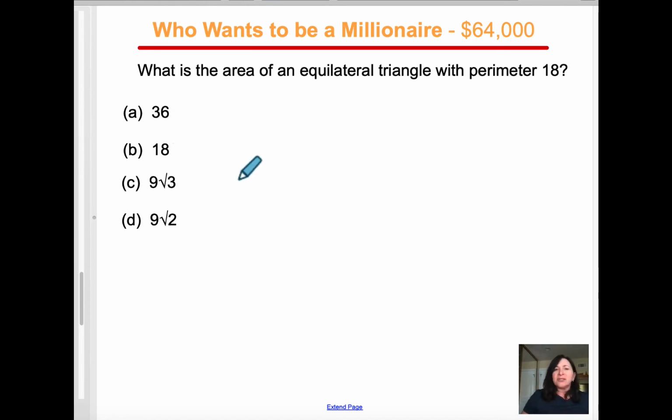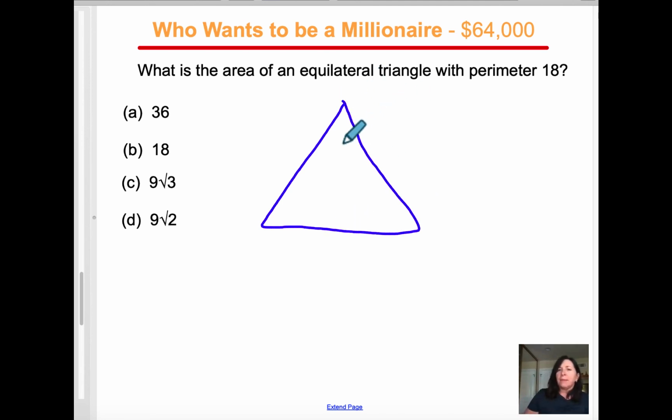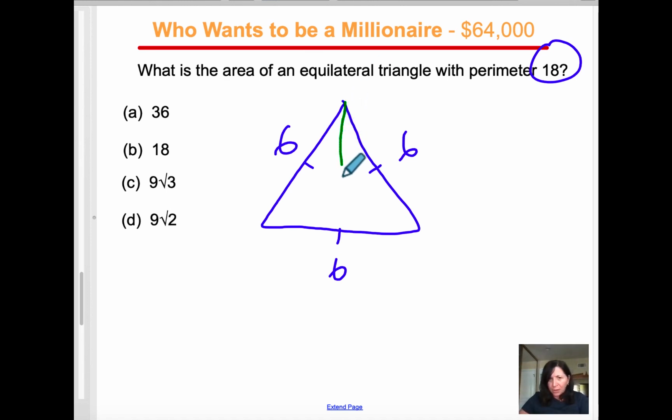The next question says, find the area of an equilateral triangle. Now, this problem right here is an equilateral triangle. All the sides are the same, and it says the perimeter is 18. If the perimeter is 18, 18 divided by 3 is 6. So all these 3 sides are 6. Now, that being said, remember, equilateral means these are symmetric, which means this would be 3.